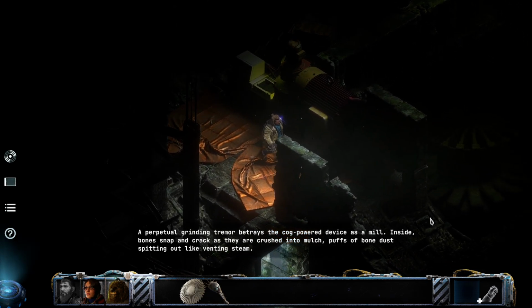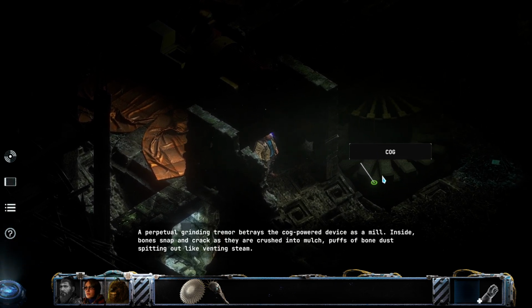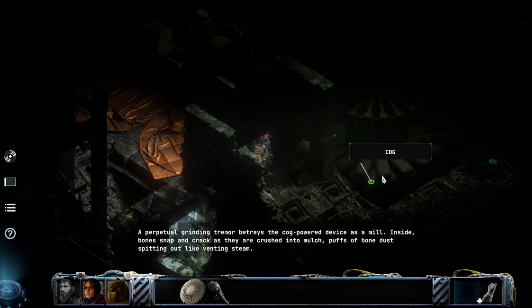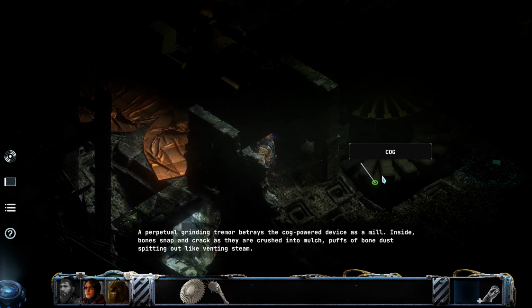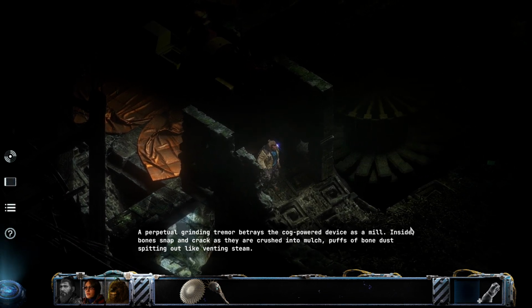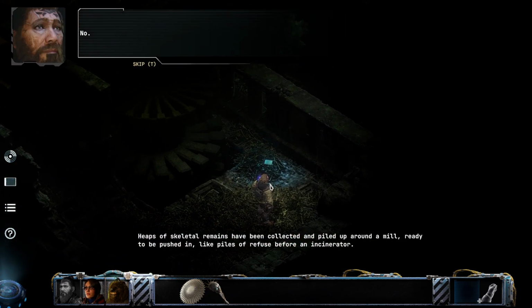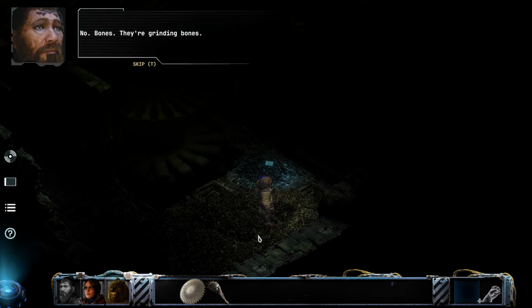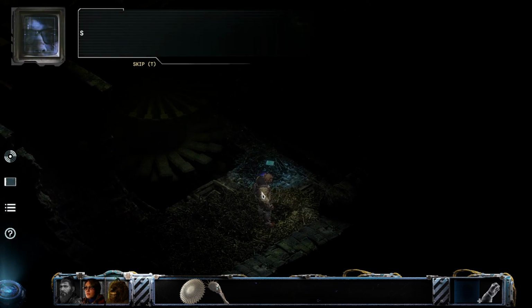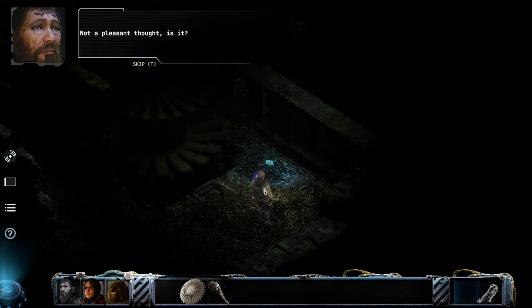A perpetual grinding tremor betrays the cog-powered device as a mill. Inside, bones snap and crack as they are crushed into mulch, puffs of bone dust spitting out like venting steam. Is that a PDA? Rocks and dust. No. Bones. They're grinding bones. Sustenance? Not a pleasant thought, is it?